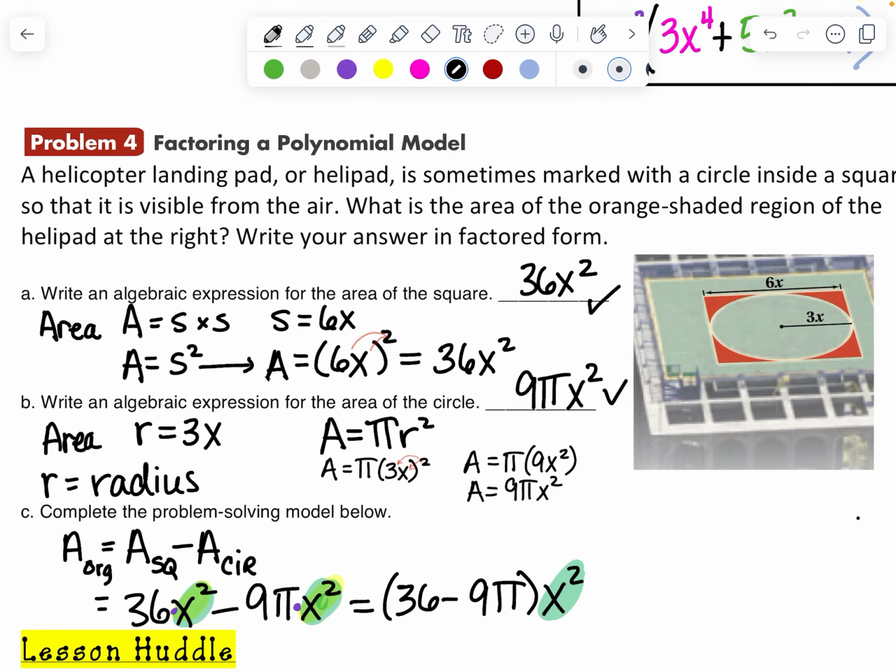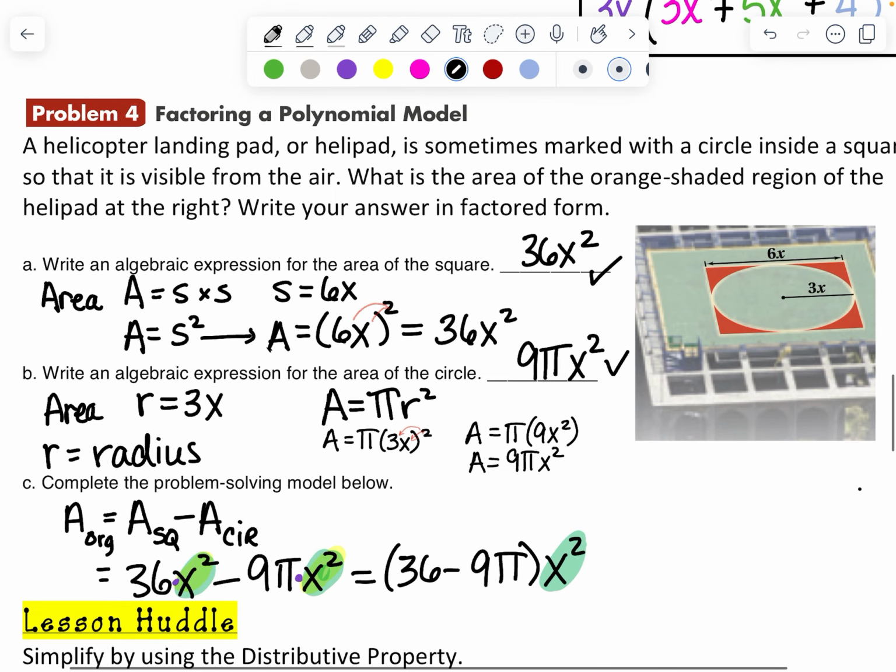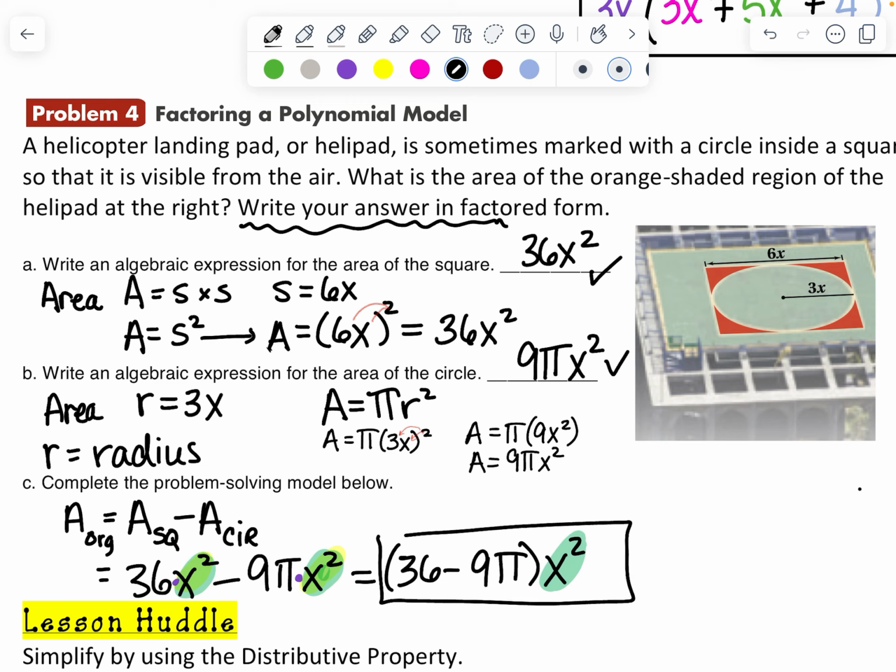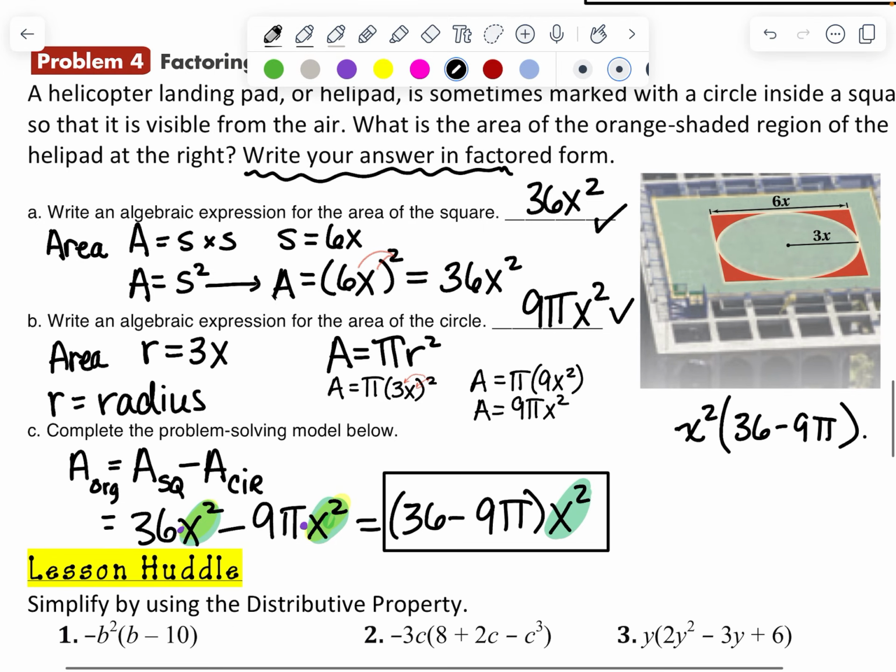Now here's why I did that. Complete the problem solving model below. It said in the problem, write your answer in factored form. I answered the question with the first 36x squared minus 9 pi x squared, but since we wanted it in factored form, I had to pull out the x squared. Now you could write it as x squared times 36 minus 9 pi, but you don't have to.